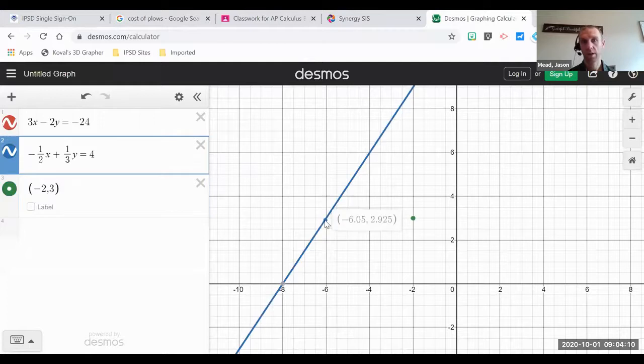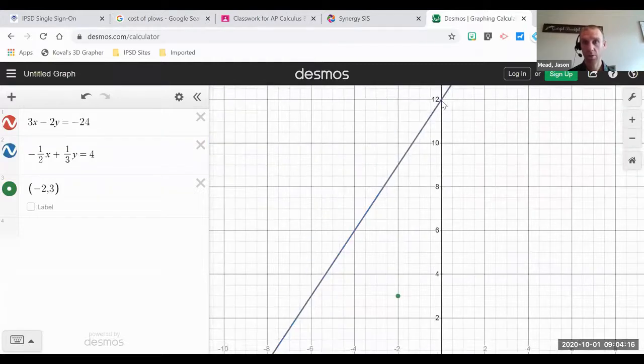Like any point on this line makes it work. So for example, negative 8, 0 makes it work. 0, 12 makes it work. There are lots and lots of things that make it work. Negative 4, 6, any of these decimals in between, they all make it work. We just can't say that everything makes it work because everything doesn't.